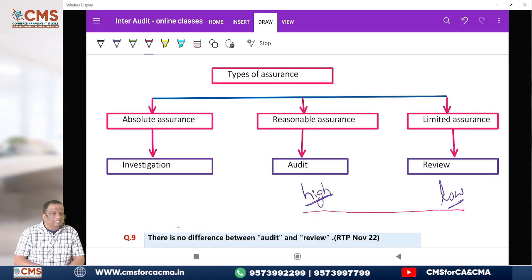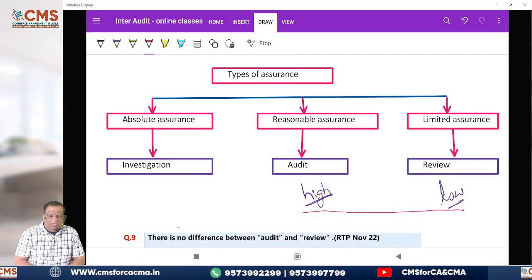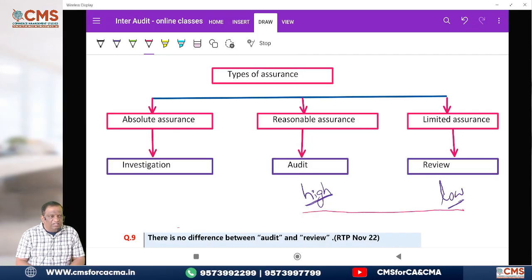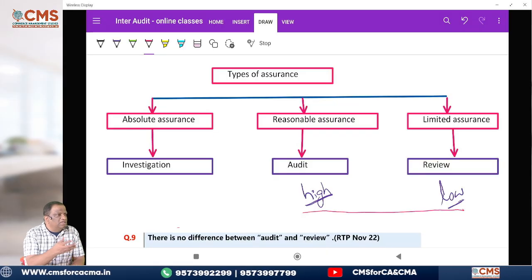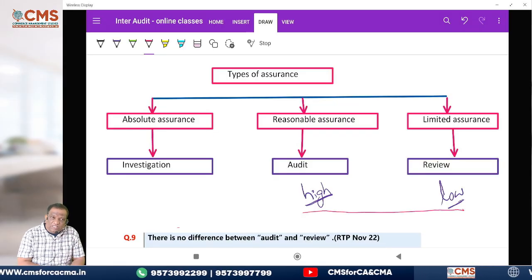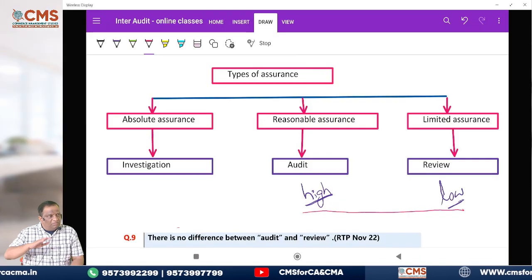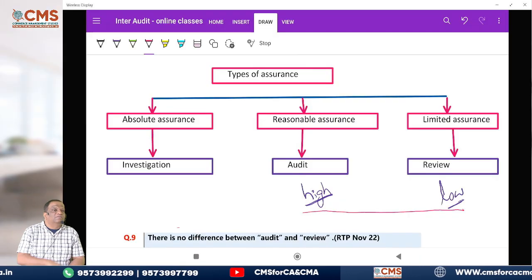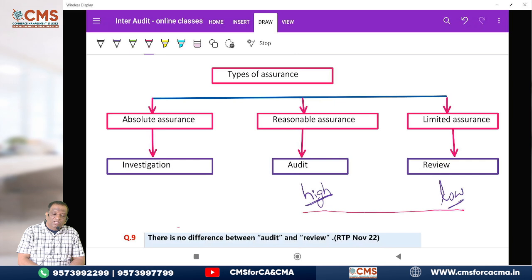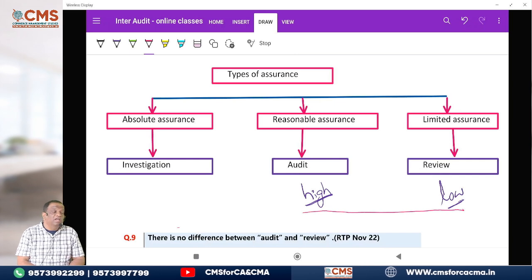Say, suppose a company bought a raw material. As an auditor, what do I verify? Sitting in the office, I verify invoice copies, gate pass, and these kinds of things. But if it is given to the CID, and it is bought from Malaysia, the investigator may go even to Malaysia to see whether this company exists over there. So that way, the investigator would perform higher procedures.